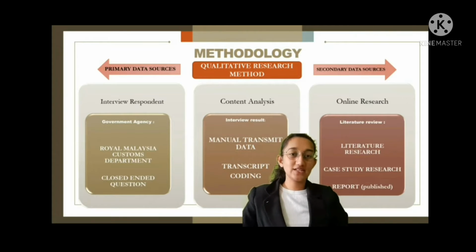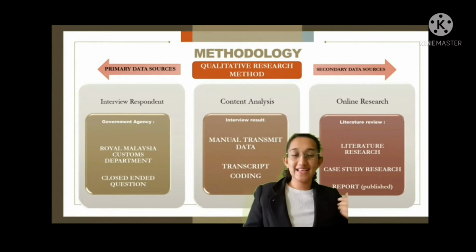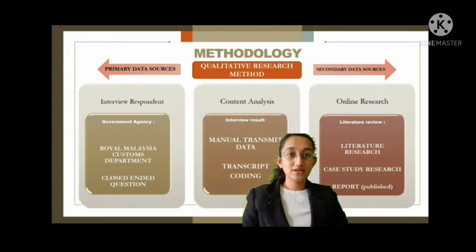Now we are on the methodology part of my presentation. A qualitative research method was used in my research. There are two types of data sources: the primary data and the secondary data. For the primary data, I interviewed government agencies, namely the Royal Malaysian Customs Department, and the questions I gave them were close-ended. Close-ended means the answer should be concise and precise according to my research questions. The second is content analysis.